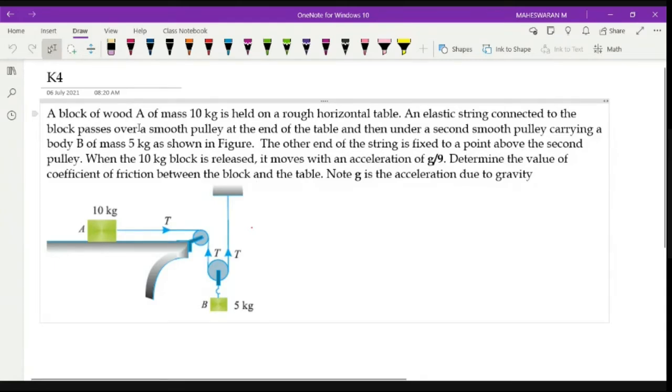Okay. So it says that you have a mass of 10 kg on a rough horizontal plane. It is connected to a string, which is then connected to 5 kg. What they said is when the 10 kg block is released, it moves at g by 9, which is 9.81 by 9. They are asking you what is the value of the coefficient of friction. They are asking you what is the mu value between this. That is the question. So what will be the mu value for this? The other things you can identify.